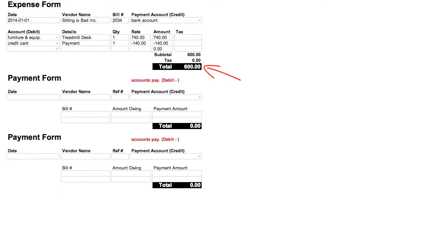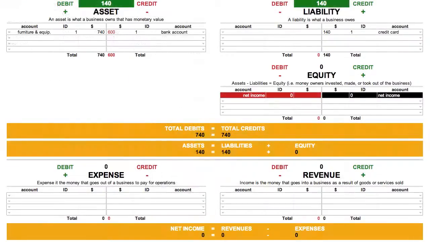This $600 is what was paid using the bank account. This $740 is how much the furniture and equipment account increases by, and this $140 is how much was paid using the credit card. This transaction works because a negative debit is the same thing as a credit. So this is a tricky way to credit two accounts and debit one account using a common expense entry form like this. If we go back to the journal entry we entered, this is the exact same thing as the expense form entry, crediting two accounts and debiting one account.